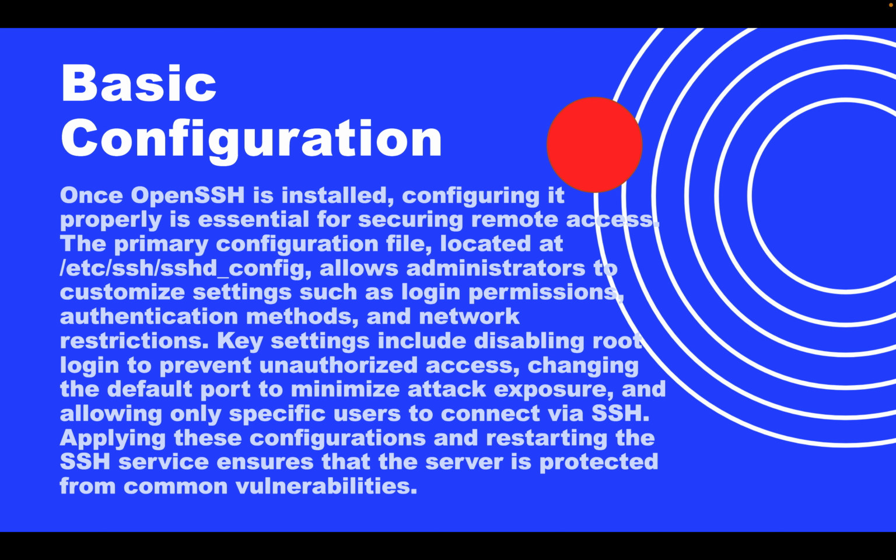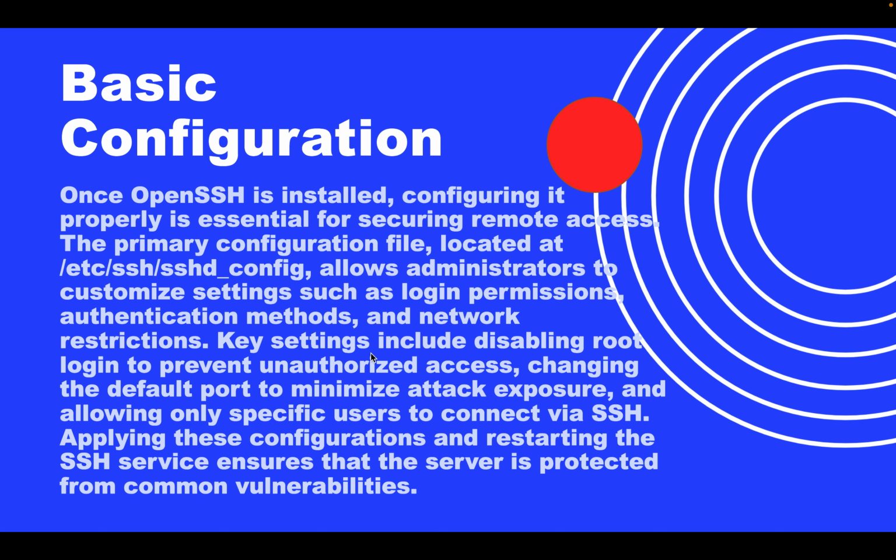So, looking at basic configuration, once OpenSSH is installed, configuring it properly is essential for securing remote access. The primary configuration file is located in the etc folder at /etc/ssh/sshd_config. It allows administrators to customize settings such as login permissions, authentication methods, and network restrictions.